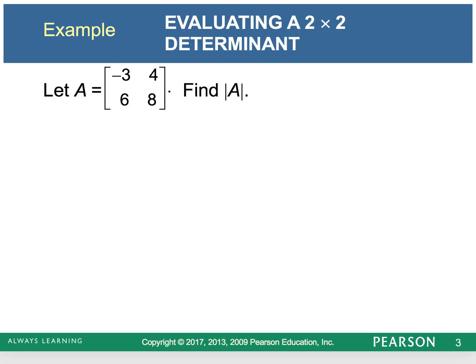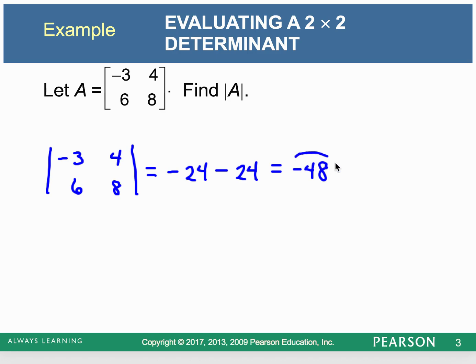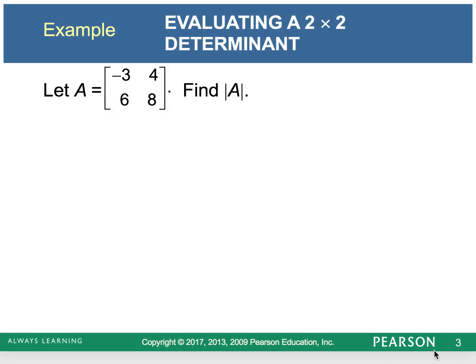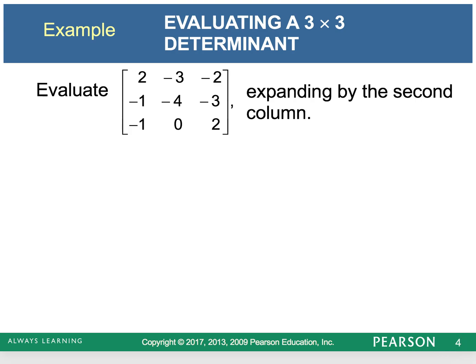All right, so let's practice. Let's find the determinant of A. If I'm finding the determinant, it's enclosed in vertical bars, and I would do this times this: negative 3 times 8 minus this times this, 4 times 6. Okay, so that's the determinant of A, a single number. So 2 by 2s are real easy. Let's look at 3 by 3s.